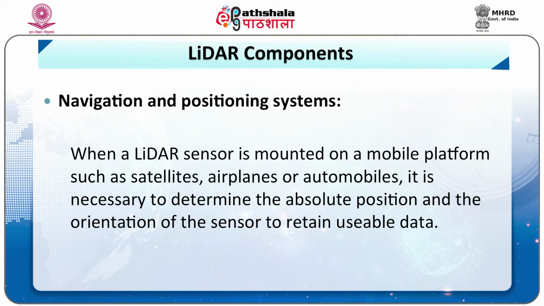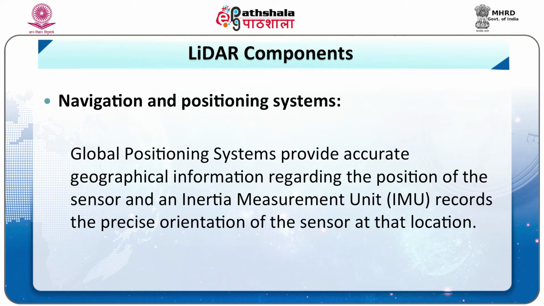The next component is navigation and positioning systems. When the LIDAR sensor is mounted on a mobile platform such as satellites, airplanes or automobiles, it is necessary to determine the absolute position and the orientation of the sensor to return usable data. The global positioning system provides accurate geographical information regarding the position of the sensor, and the inertial measurement unit, that is called IMU, records the precise orientation of the sensor at that location. These two devices provide the method of translating sensor data.